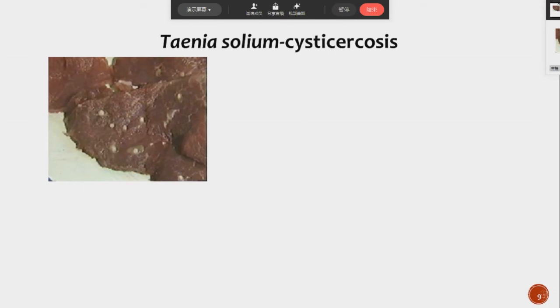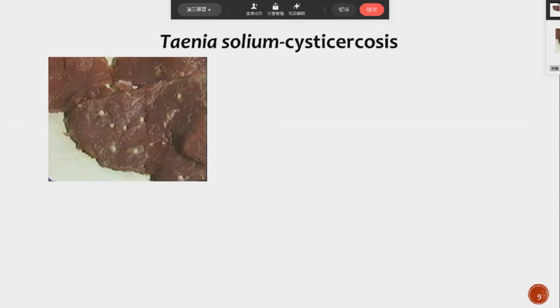So this is one piece of pork. What can you see? There are a lot of white dots, yes? Those are the larvae of Taenia solium. That is cysticercosis. If you ingest this pork, of course raw or undercooked, not well done, then the larvae arrive in our small intestine and may cause disease.